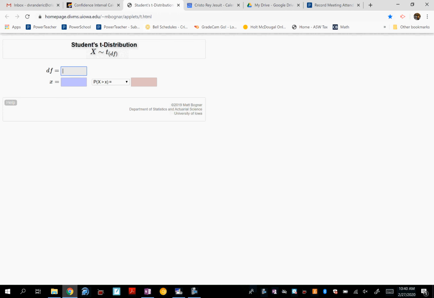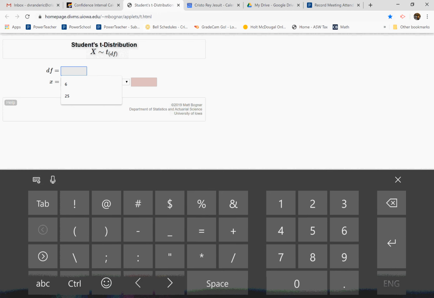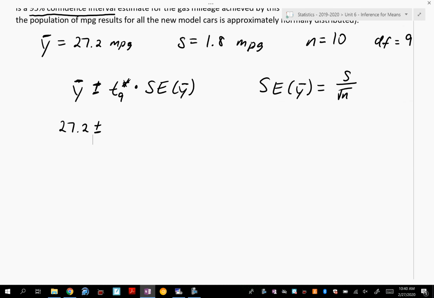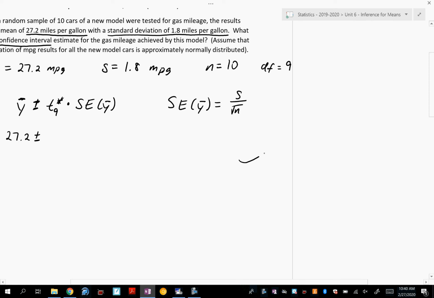So how many degrees of freedom? 9. Now watch this. This is what I really like about this. It says X here, but I want to find this T critical value. This is a 95% confidence interval, correct? So if I do 95% here, how much is in each tail? Very good, because you have 5% to split. So right here is 0.025, same with right here.